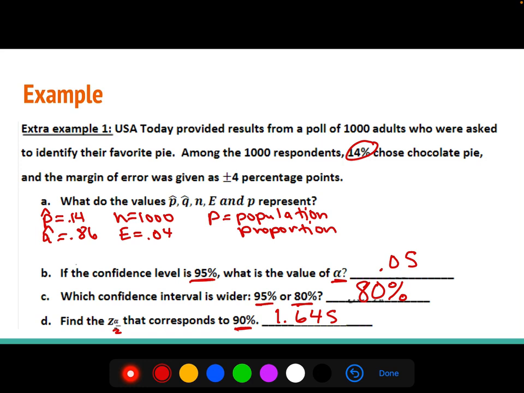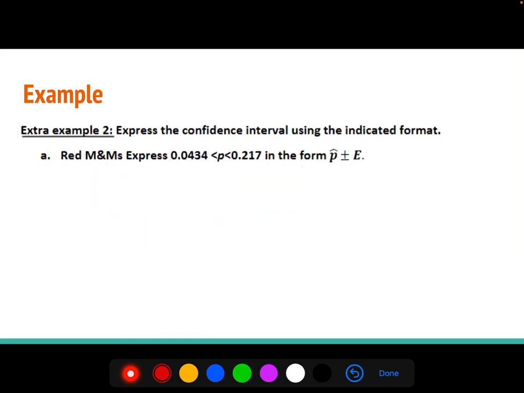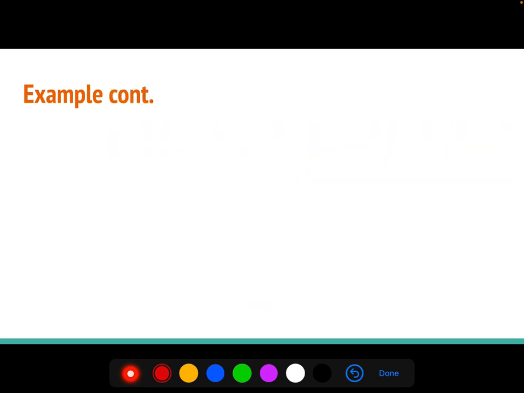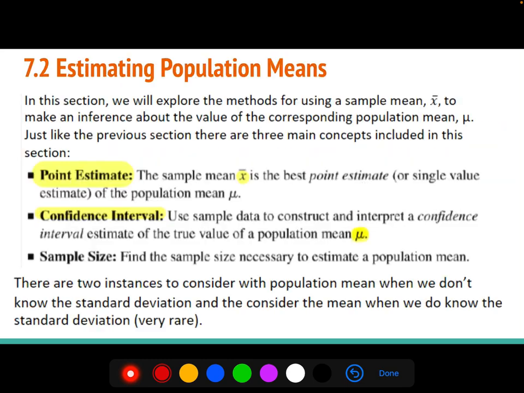All right, now let's move on to the next part of our unit. I'm going to skip these examples because I don't think you're going to need them. So now I'm going to put us over to 7.2. What are we going to be looking at in 7.2? Well, this is estimating the population mean. The last one we did was the population proportion. This one's the population mean.